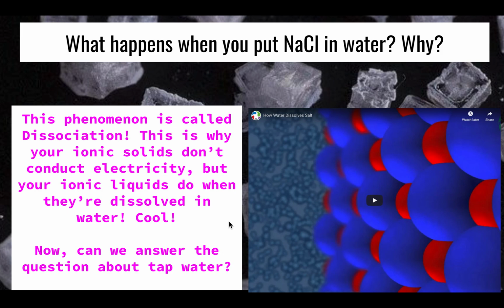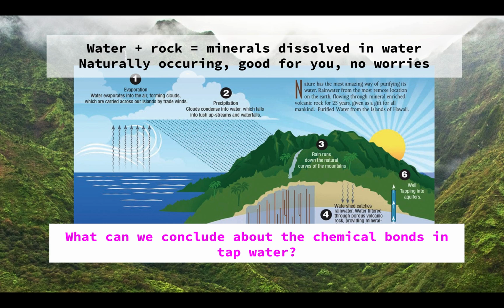That's why it conducts. So now to answer that question about tap water, what can we conclude about the chemical bonds in tap water? Well, essentially, that they're ionic. We have stuff dissolved in the water, and they're ionic because they conduct electricity. So we have calcium ions, we have magnesium ions, and who knows what else is in there, okay? Hope that makes sense. Let me know if it doesn't.